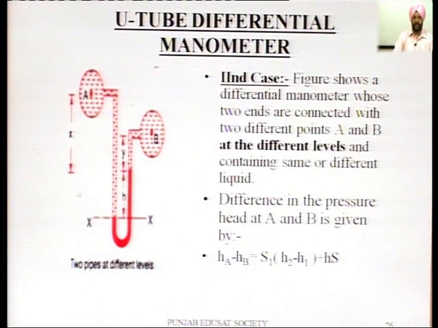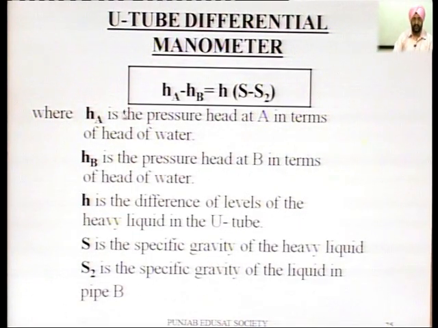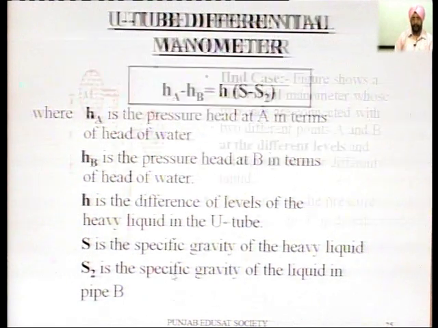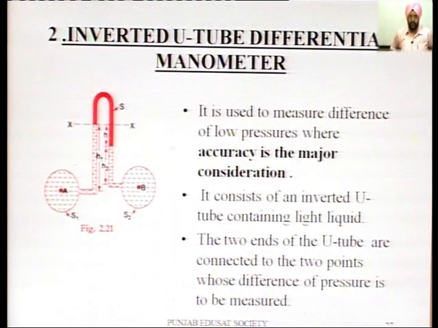Now in the second case, when these are not at the same level, the formula slightly changes. Suppose here pressure is more and here the pressure is less. So HA minus HB is given by S1, the specific gravity here, times (H2 minus H1), plus H into S. All the terminology is the same which we have just seen here. So these are the two cases of U-tube differential manometer. Now moving to the inverted U-tube differential manometer. What is inverted? It is reversed. As you can see, this is the inverted U-tube manometer.